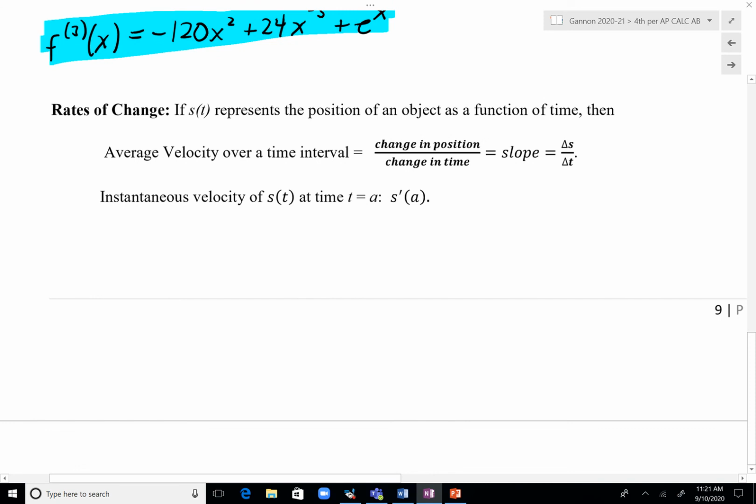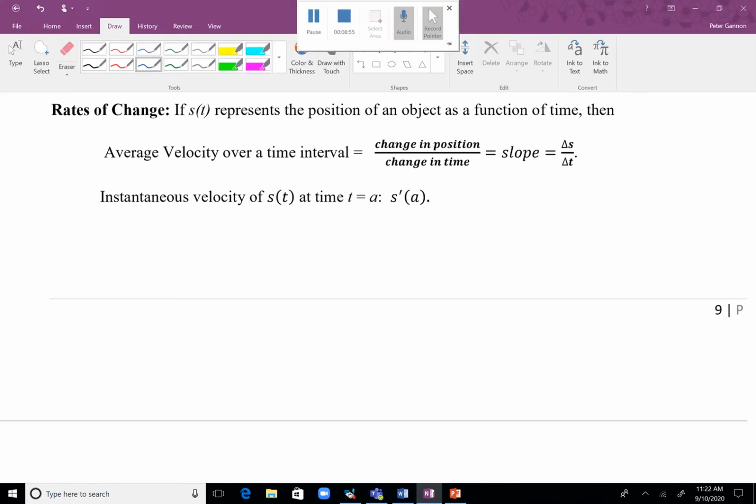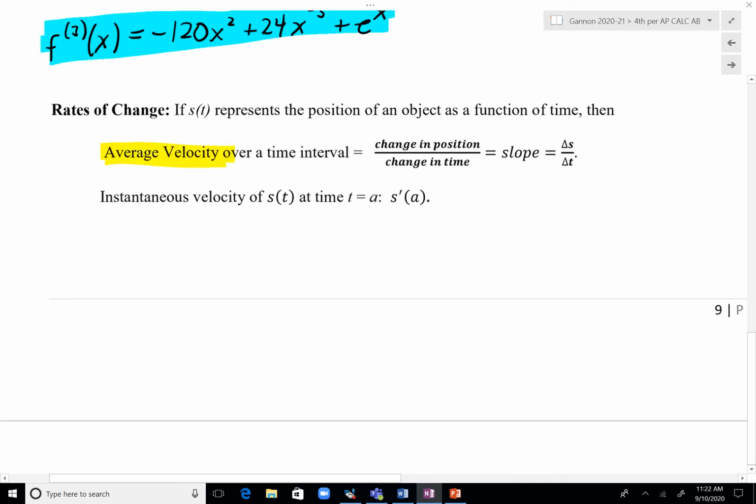So if s of t represents the position of an object as a function of time, then the average velocity over a given time interval is simply the change in position over the change in time, which we have learned as slope. A lot of times we've talked about that as delta y over delta x. Here we're talking delta s over delta t, which is change in position over change in time. You have that formula from algebra, y2 minus y1 over x2 minus x1. Those all apply. But when we're using slope between two specific points, we are finding the average velocity in that case, which tells us the average rate of change between those 2 points.